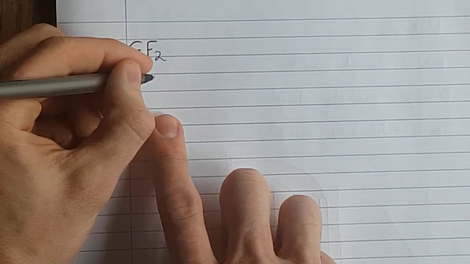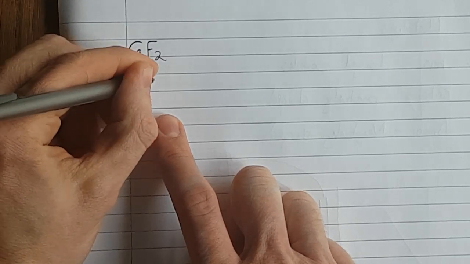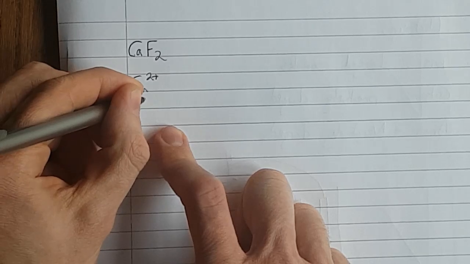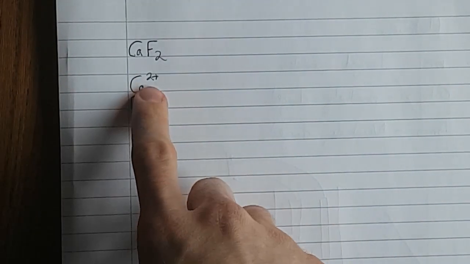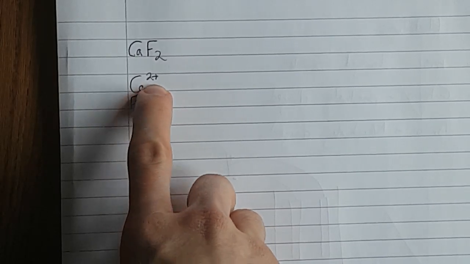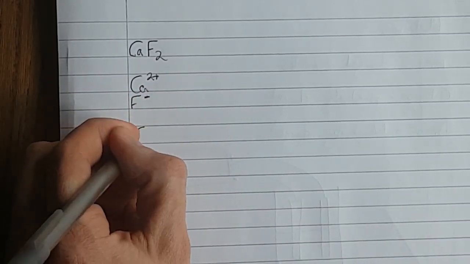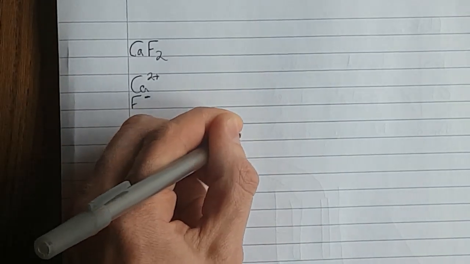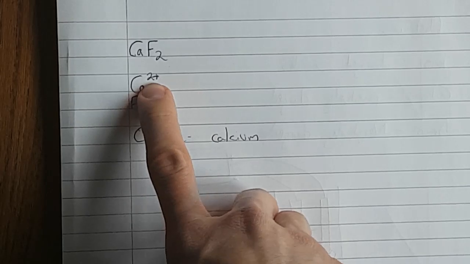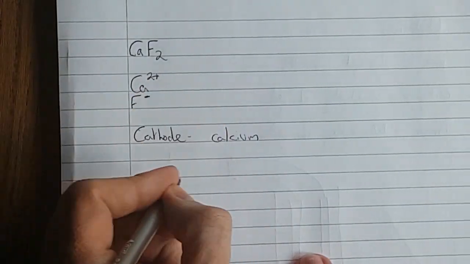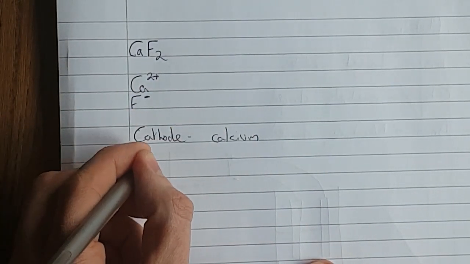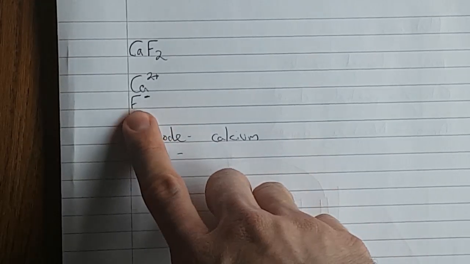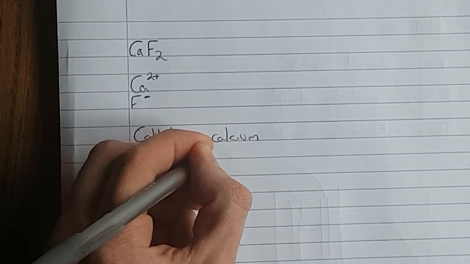Okay, so the ions that I will have are calcium, 2+, and a fluoride ion as well. The calcium is our cation, so at the cathode the calcium will form because it's positively charged, and at the anode, fluorine is going to form.